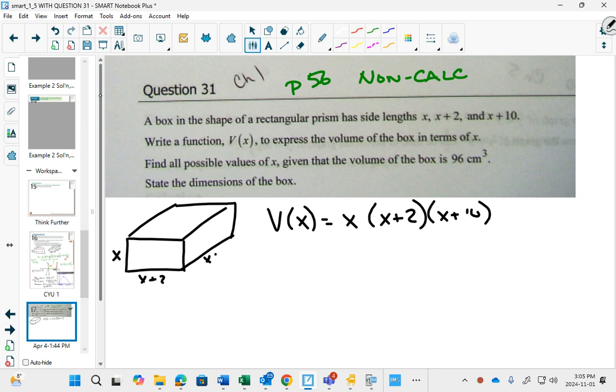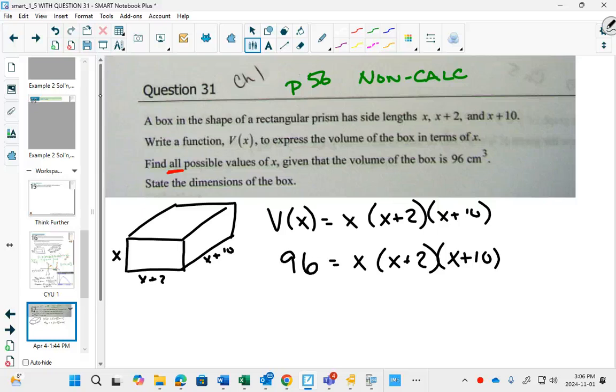x plus 2, and x plus 10. Nice. Then it says find all, and this is where the controversy came in, is what does that mean when it says find all the possible values of x, given that the volume was 96. So students plugged in 96, great, for the volume. And since this was a non-calculator question, most students were very astute in thinking it's probably not going to be 1.584 or something like that.